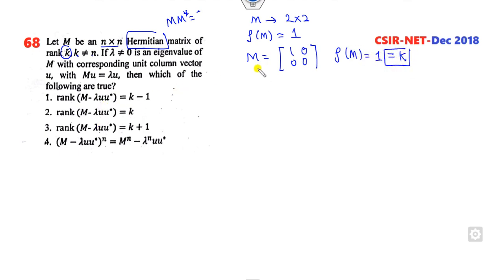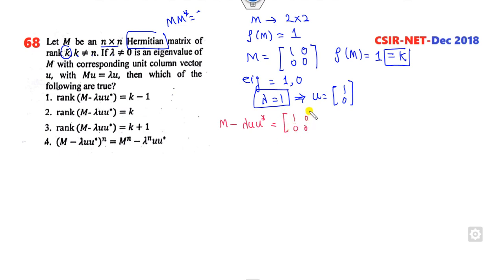So this is my k. Then we have to find this value. Lambda is a non-zero eigenvalue. So what are the eigenvalues of this? 1 and 0. So it means the non-zero eigenvalue lambda is 1. The corresponding eigenvector is my u. Okay, fine. Then you have to find this one. That's very simple, we can start from here. What is M? 1 0 0 0. Lambda is 1. U is here. U star is orthogonal because it's Hermitian, I can write here 1 0 0 0. If you multiply them, 1 0 0 0. So this is the same.